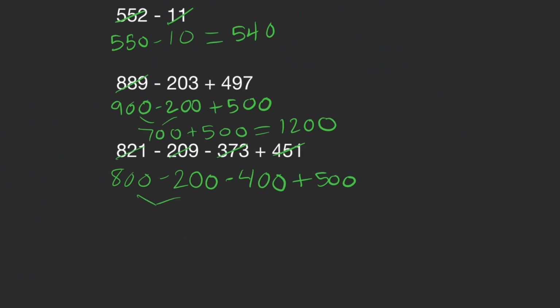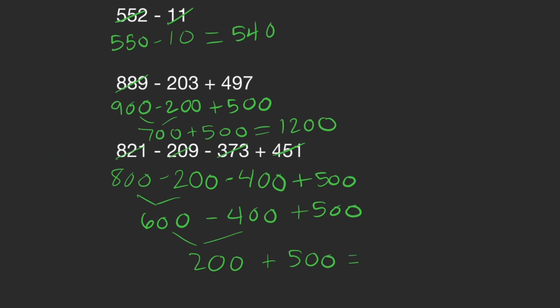All right. Let's work our way down. 800 minus 200, that's 8 minus 2, would be 600. And then we're taking away 400, and then we're adding 500. All right, now 600 minus 400, 6 minus 4, gets us 200. Plus 500, and 200 plus 500 gets us 700 on that one. Awesome. All right, let's move on.